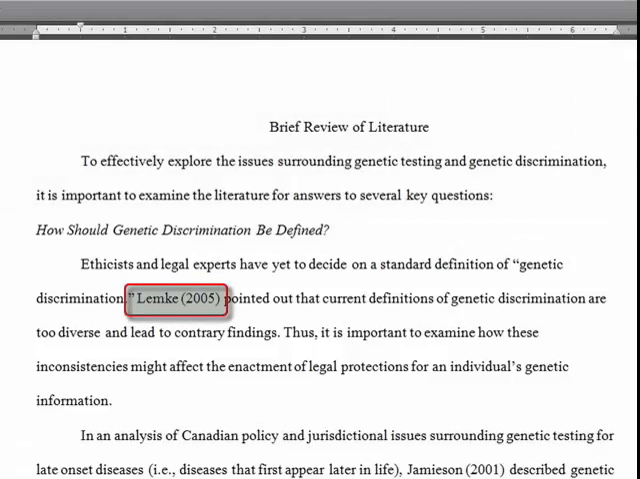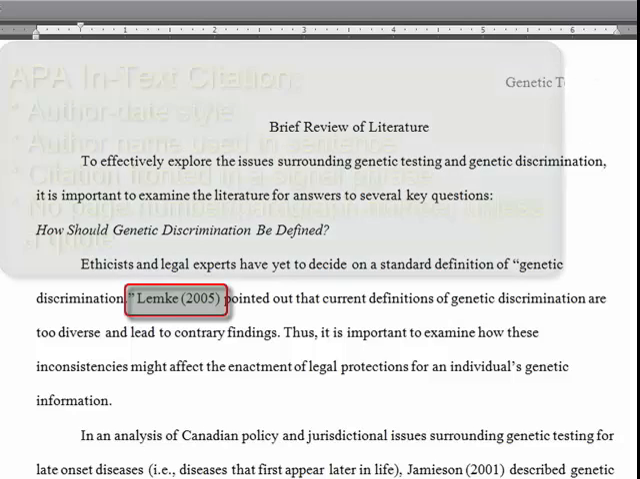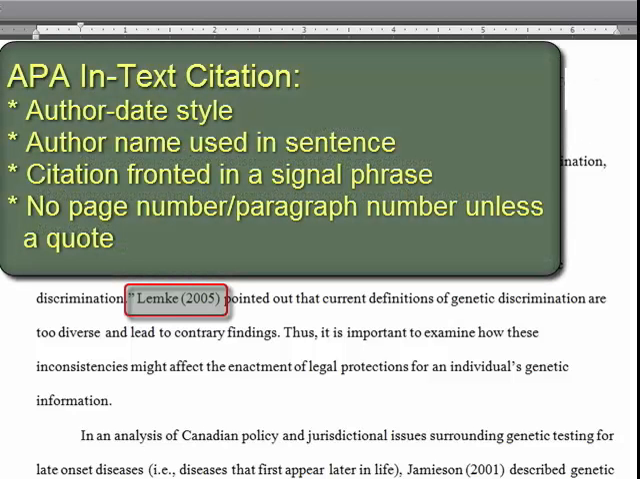Lemke, parentheses, 2005, close parentheses, is an in-text citation in the author-date style of APA. Here, the name Lemke was used as part of this student sentence. Therefore, the author's name did not have to appear inside the parentheses. The other thing to point out is that APA prefers that the in-text citation go toward the front of the sentence together with a signal phrase whenever possible.